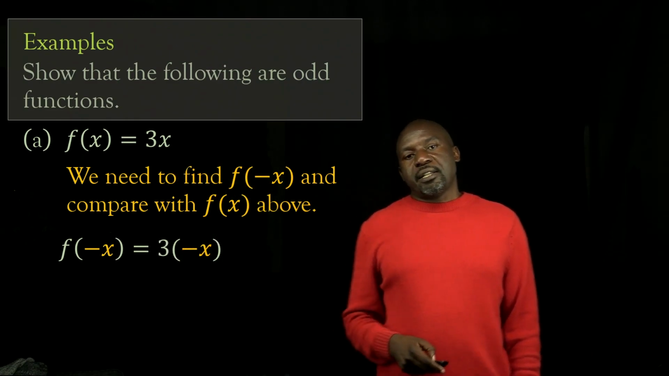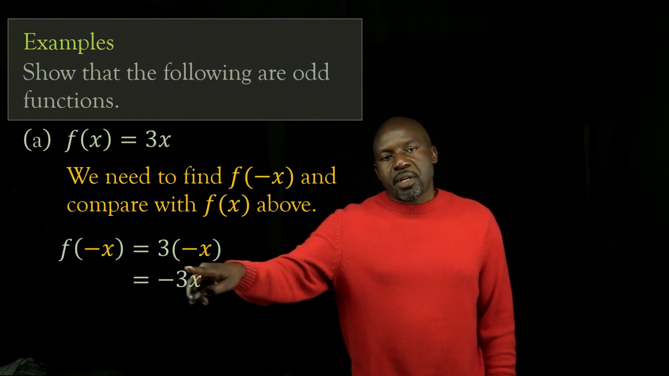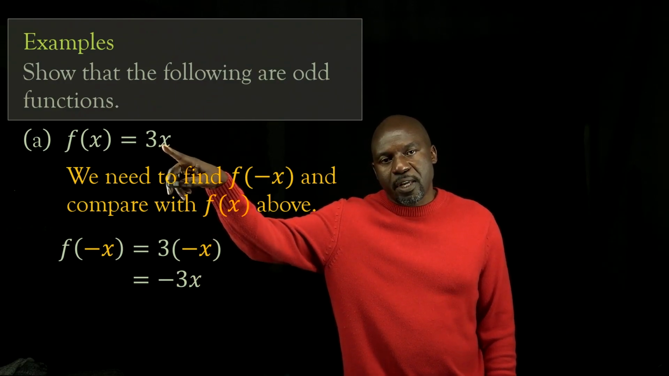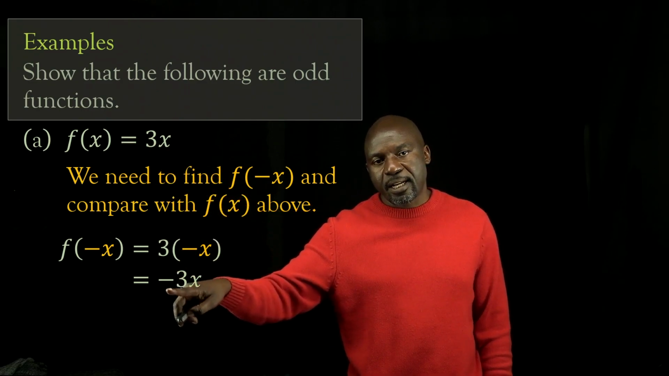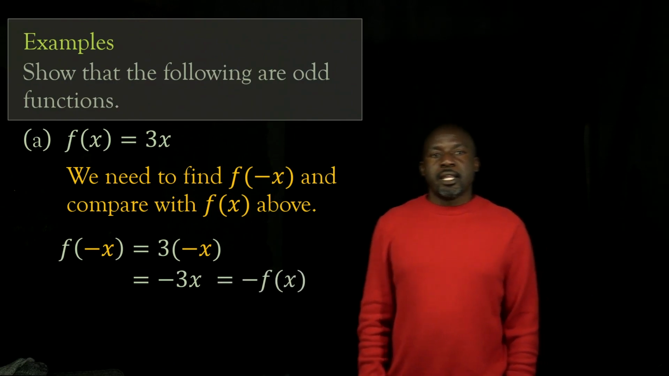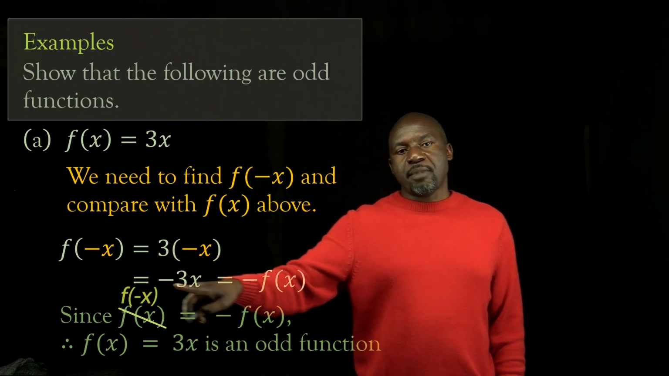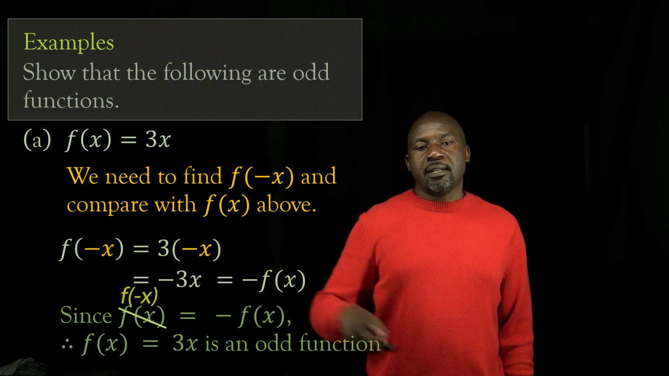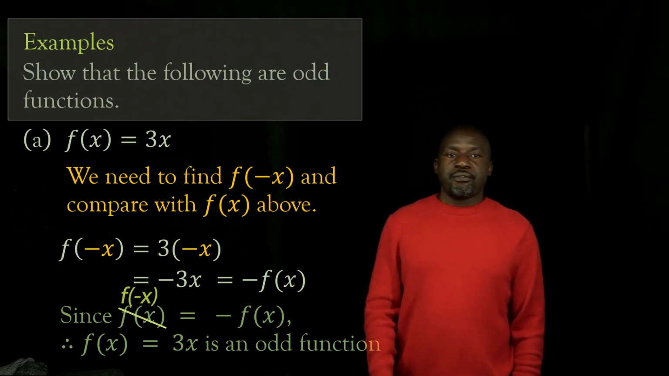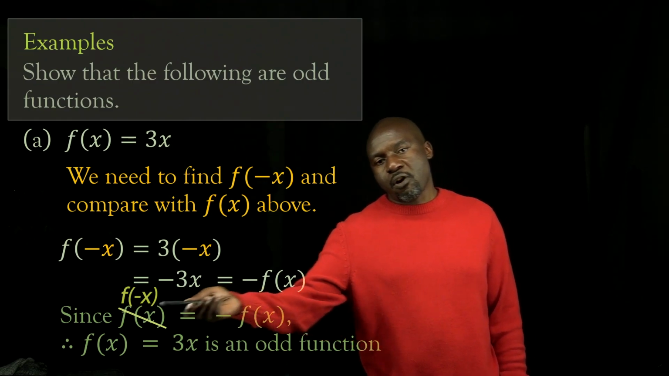But 3 times negative x is just negative of 3x. But 3x is f of x, so we have negative of f of x, because 3x alone is f of x. So this is the negative of f of x, like that. And so we can conclude then that f of negative x is the same as the negative of f of x, and this is the definition of an odd function. So f of x equals 3x is an odd function because it obeys that rule for odd functions.